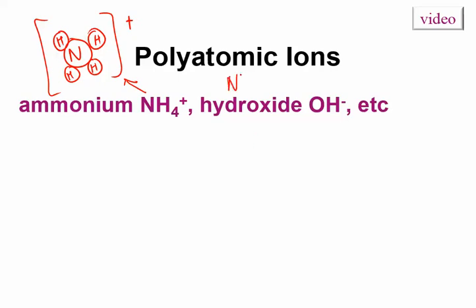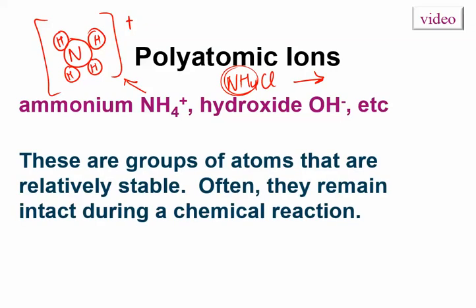When you have a reaction that includes something like ammonium chloride, when it reacts, it's very likely that that will remain intact. Not always, but often they remain together. So they're groups of atoms that are relatively stable. And again, you need to memorize some of these. They're on your symbols to memorize handout under helpful documents.